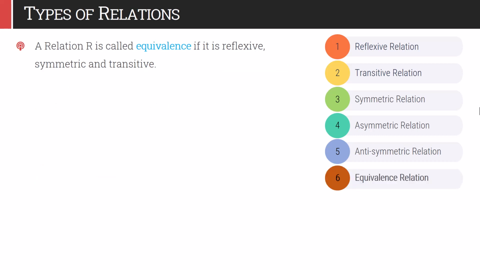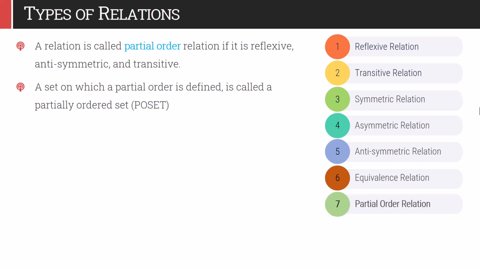A relation is said to be an equivalence if it is reflexive, symmetric and transitive. All three properties must hold. For example, is equal to is an equivalence, while less than and greater than are not equivalences. A relation is said to be a partial order relation if it is reflexive, antisymmetric and transitive. A set on which this relation is defined is known as a partially ordered set, or in short, a POset.